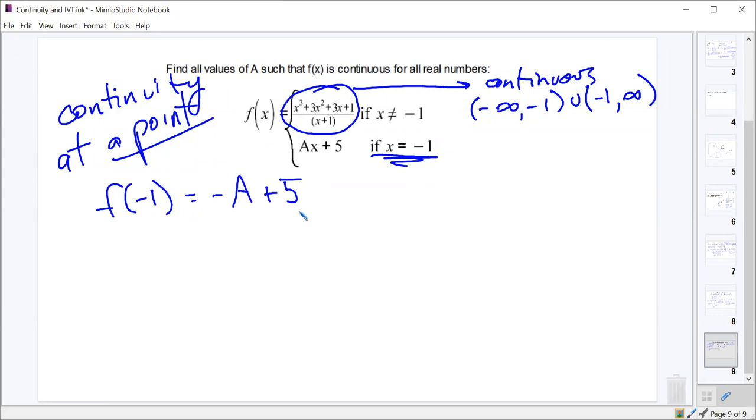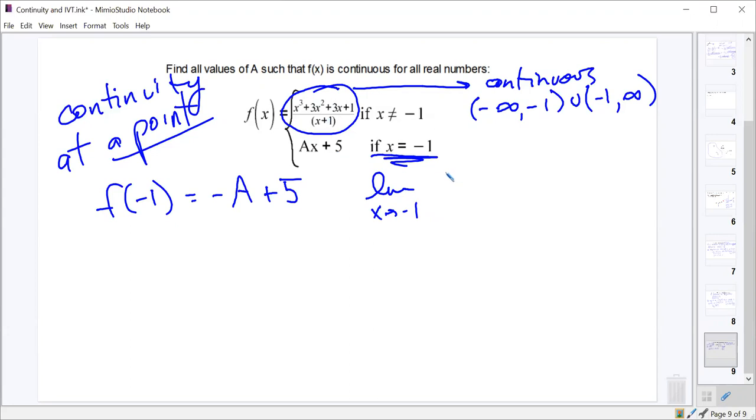The second thing is, does the limit as x approaches -1 exist? What do I use for approaching -1? The rational function or the linear function? The rational function, because that's when x doesn't equal -1. And so that's where I'm approaching it from that function. So we already said that that's 0 over 0.